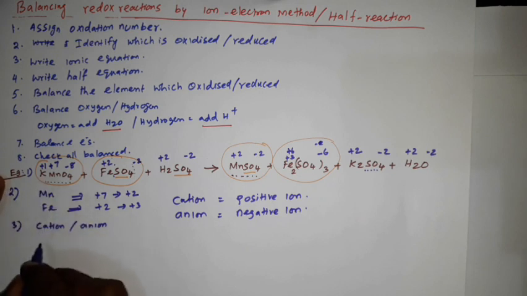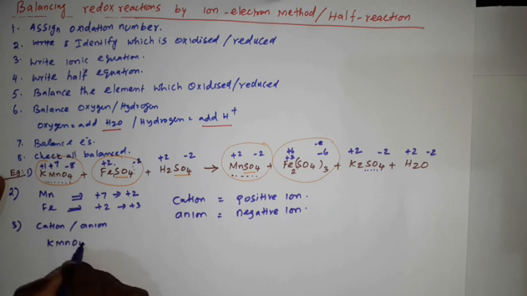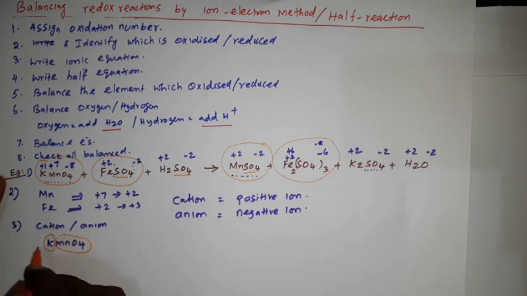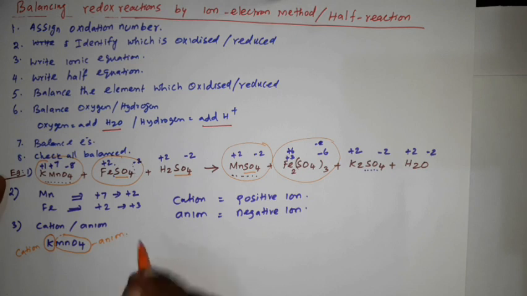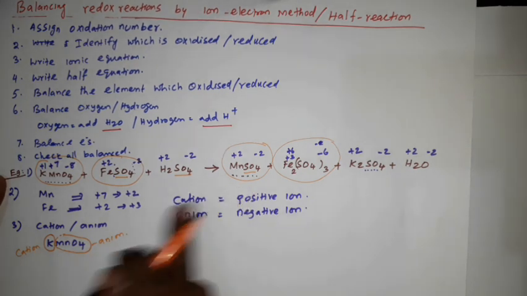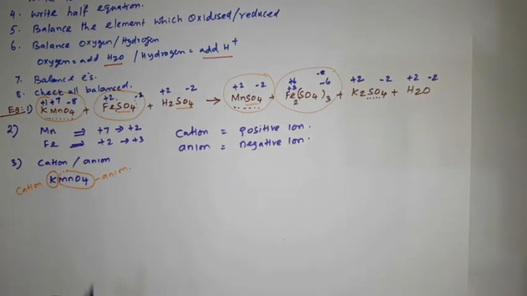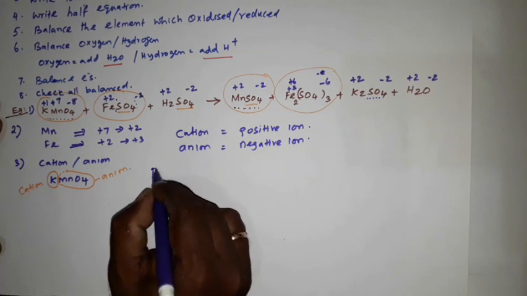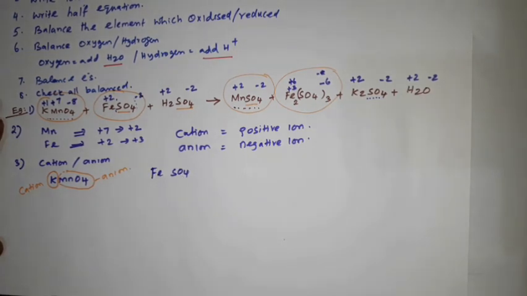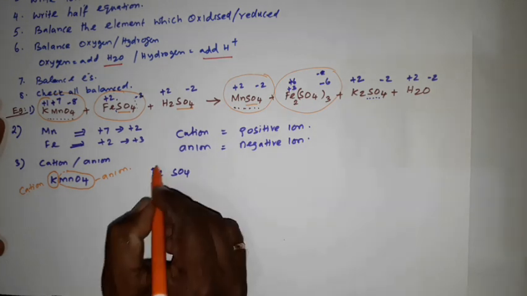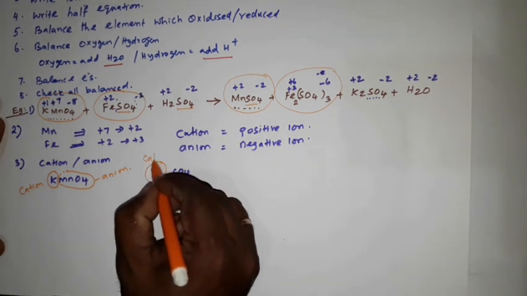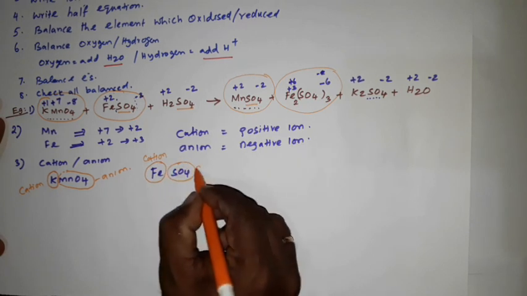Here in KMnO4, potassium is the cation and MnO4 is the anion. This is the cation and this is the anion. Cation means positively charged ion and anion means negatively charged ion. Now check FeSO4. In FeSO4, this is the cation and this is the anion.